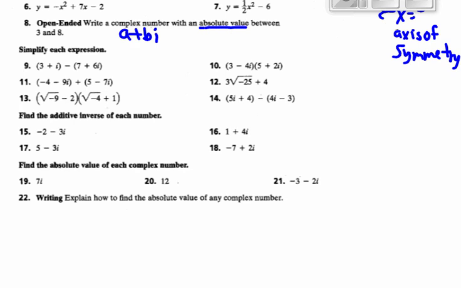It's explaining how to find the absolute value of any complex number. So you're having this question here. It means the distance from that point to the origin. So you end up using the distance formula or Pythagorean theorem. And they want the answer to come out to be between 3 and 8. You come up with your own complex number. So a number between 3 and 8 is 5, right?